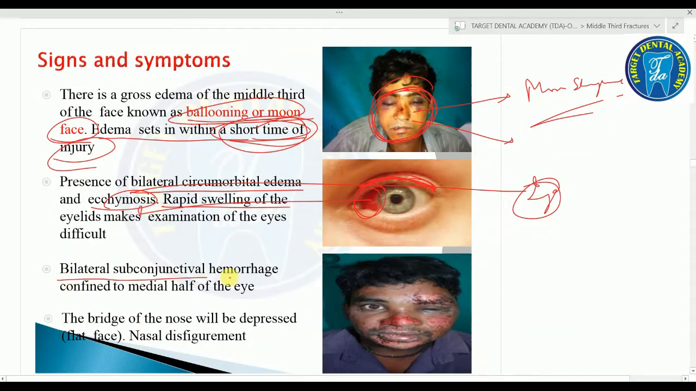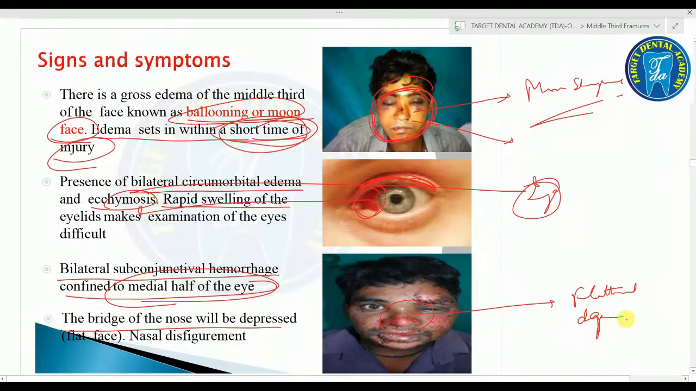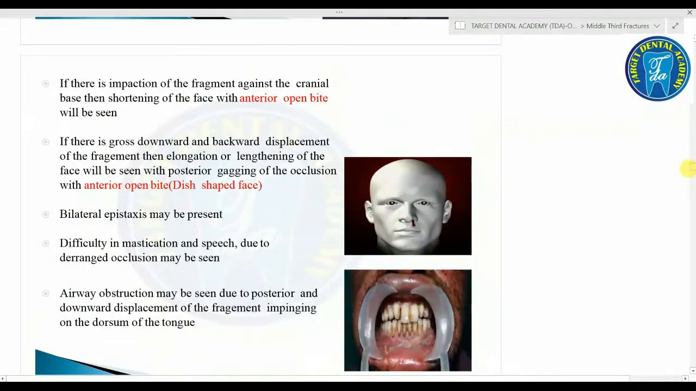Next is the bilateral conjunctival hemorrhage, which is confined to the medial half of the eye. The bridge of the nose gets flattened or depressed, and in this you can easily differentiate the nasal disfigurement. If there is an impaction of the fragment against the cranial base, then shortening of the face with the anterior open bite will be seen.